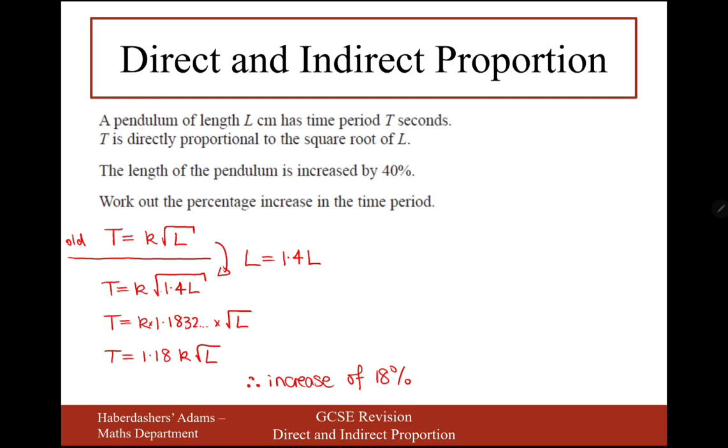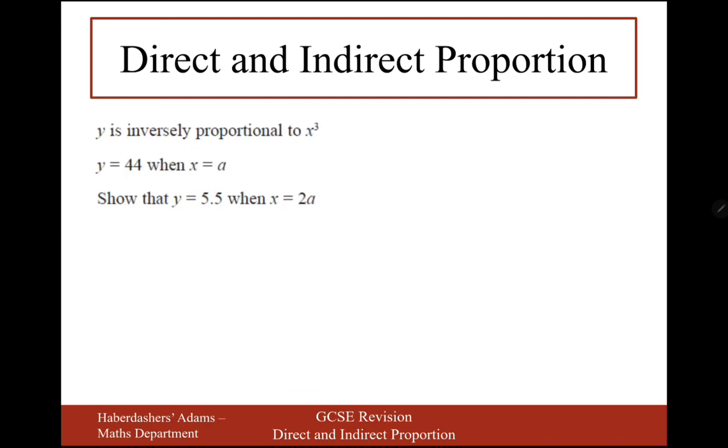Okay, let me just check I've done that right. So the pendulum of length L, the length of the pendulum is increased by 40%. Yeah, exactly. Okay, the percentage change of the time period. Yeah, that's exactly it. So this is from our old to our new. We changed L for 1.4L because we increased it by 40%. We expanded the brackets of the square root of 1.4, and lovely, we got an 18% increase. Lovely, let's move on to the next question then.